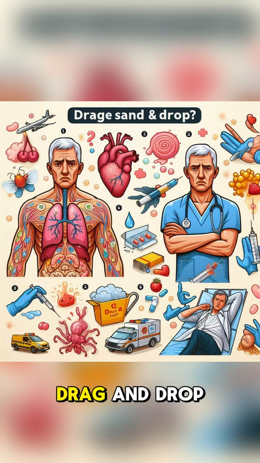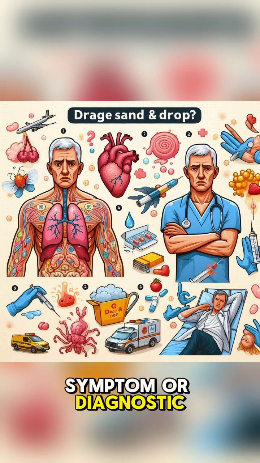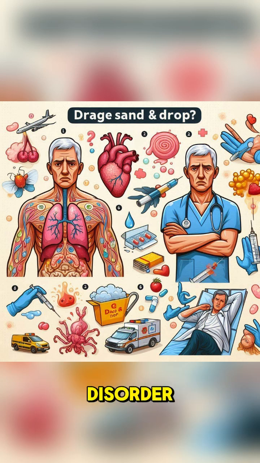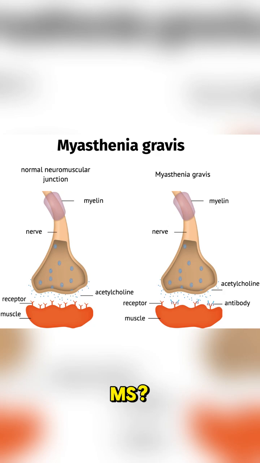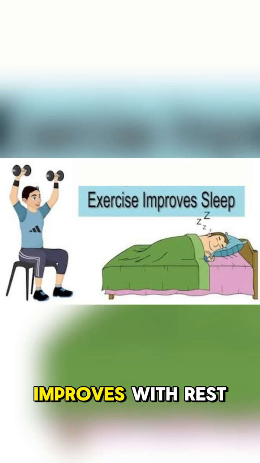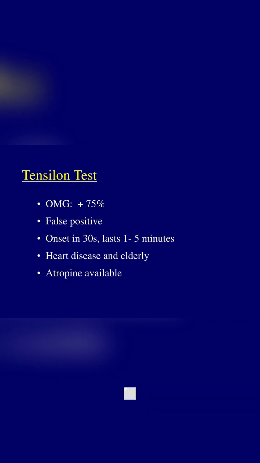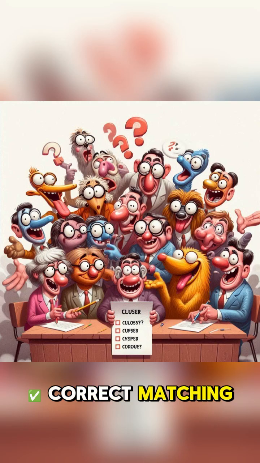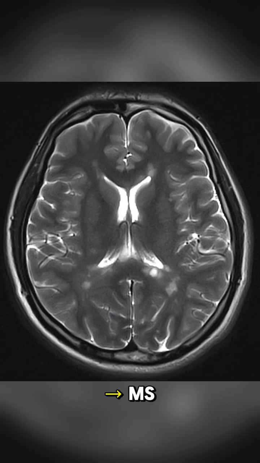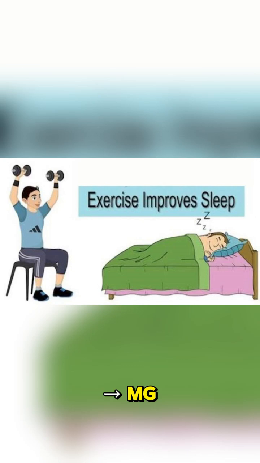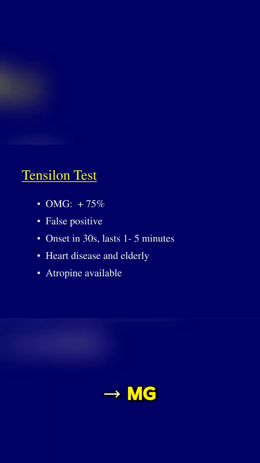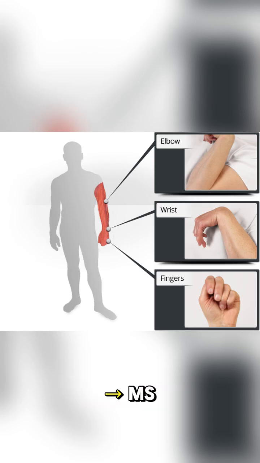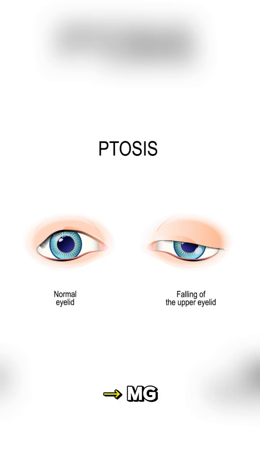Question 2. Drag and drop. Match each symptom or diagnostic to the correct disorder. Item: MG or MS. Demyelination on MRI, improves with rest, positive Tensilon test, spasticity and numbness, ptosis and diplopia. Correct matching: demyelination on MRI gives MS, improves with rest gives MG, positive Tensilon test gives MG, spasticity and numbness gives MS, ptosis and diplopia gives MG.